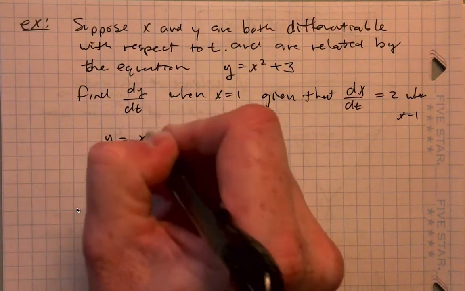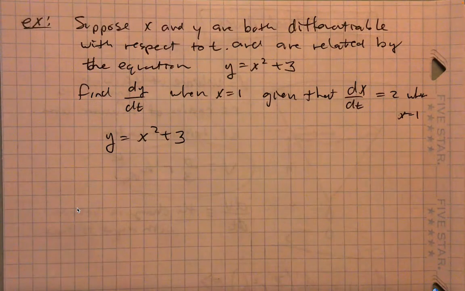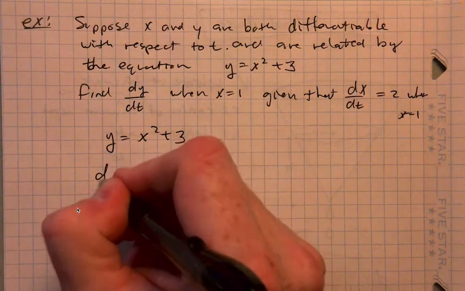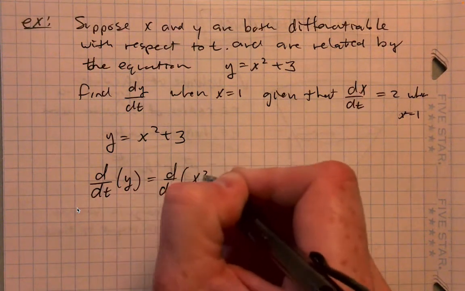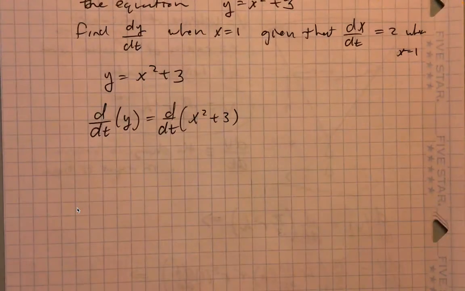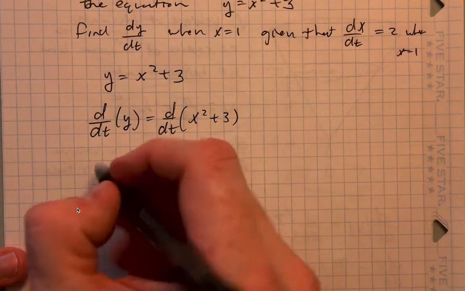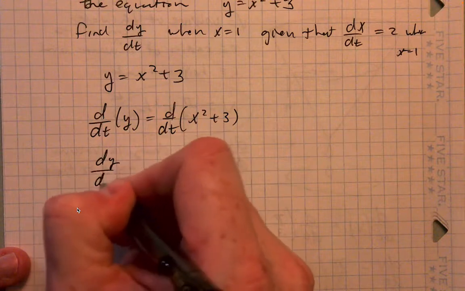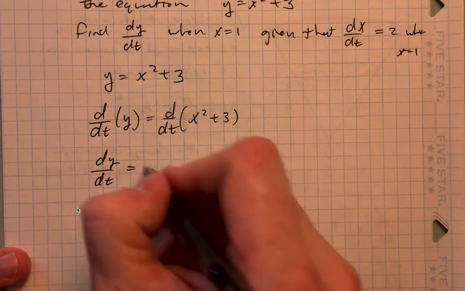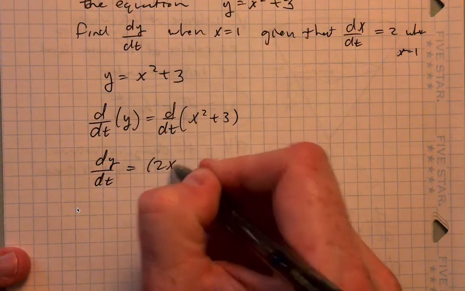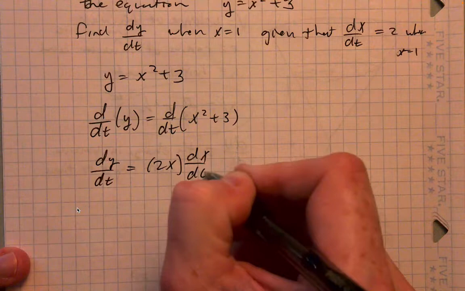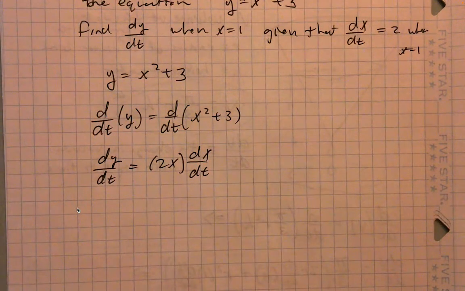So y equals x squared plus 3. Let's differentiate both sides with respect to t. We can do that just like so. So you'd get dy/dt over here, and that's going to be equal to, well, this is pretty simple, right? It's just going to be equal to 2x dx/dt, and then the 3, of course, is 0. So there we go.